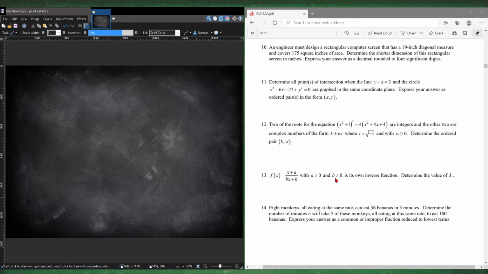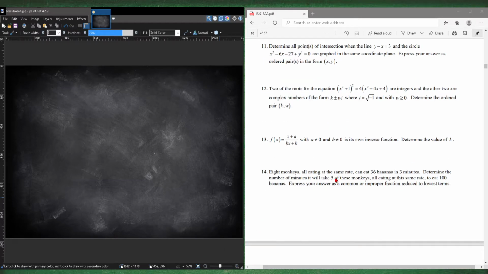Now number 13. f of x equals x plus a over bx plus k is its own inverse function. Determine the value of k. So basically, if it's its own inverse function, when you plug in x equals y, and then when you plug in y equals x, bx plus k should equal y. And if you plug your y into your x, it should come out as x. So that's just the idea of an inverse function.